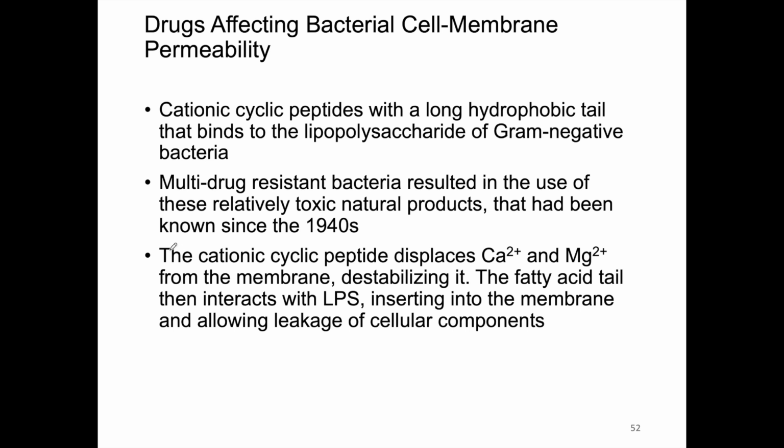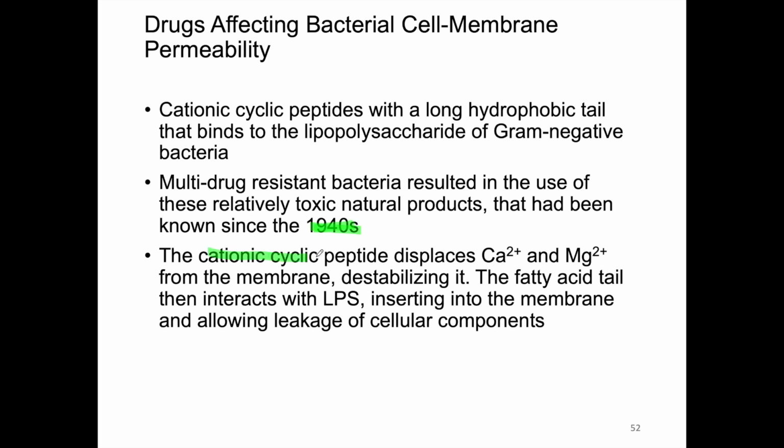Finally, we're going to move just a couple of slides on drugs that affect the bacterial cell membrane permeability. Typically these would be cationic peptides that have a somewhat non-specific mechanism of action. They are toxic natural products. They've been known since the 1940s. They're good veterinary medicines, but they've been sufficiently developed now in such ways that they can be used for humans.